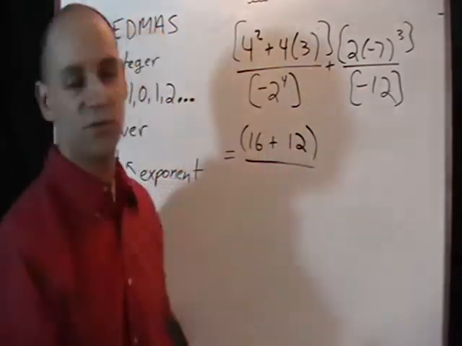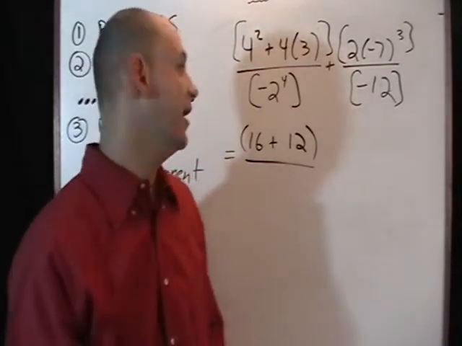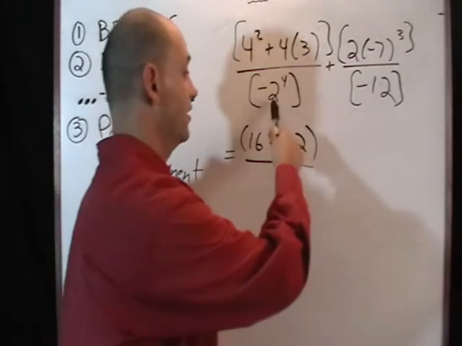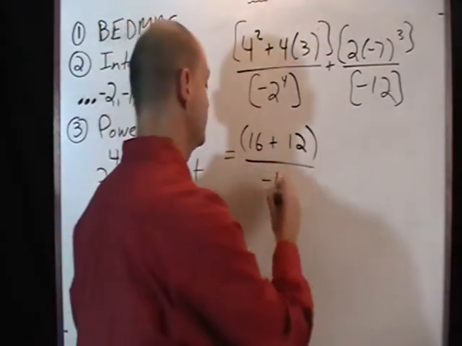Then down here we have negative 2 to the exponent 4. And you could simply take out your calculator and calculate that. Or you could do it in your head and just say 2 to the exponent 4 is 16. And then it's negative.